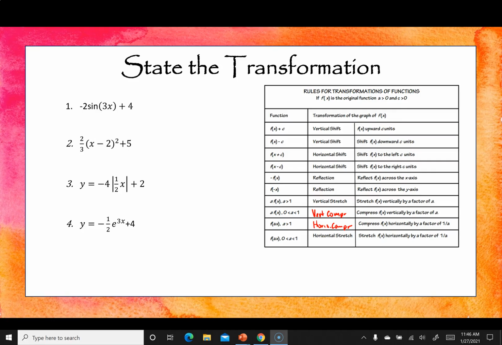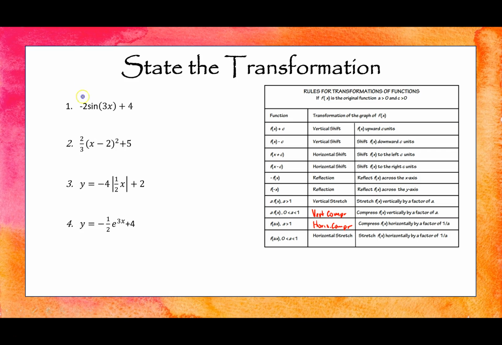All right, this is the last video on transformations, and I like these problems. You're basically going one by one on the problem and trying to state the transformation. So for example, here I see the negative on the outside. So the negative on the outside is this one, and I would say it's reflected over the x-axis.